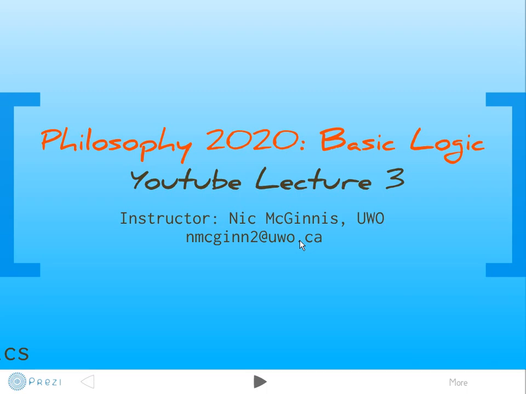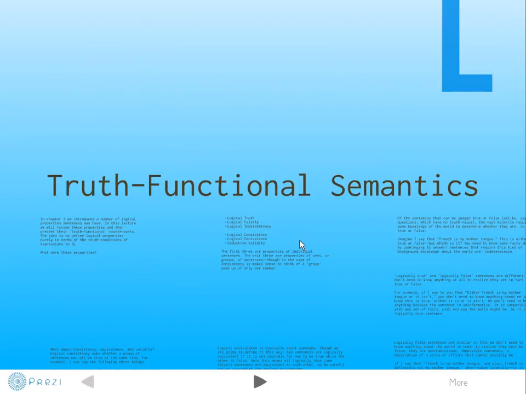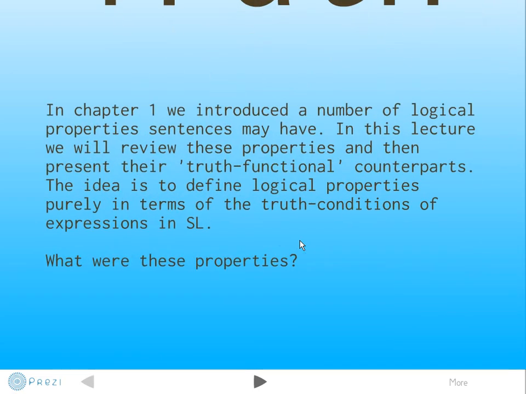Let's get started. Today we're going to be talking about truth functional semantics. What does that mean? Well, way back in chapter 1, we introduced a number of logical properties sentences might have. And in this lecture, we're going to review these properties and present their truth functional counterparts. The idea is to define logical properties purely in terms of the truth conditions of expressions in sentential logic.